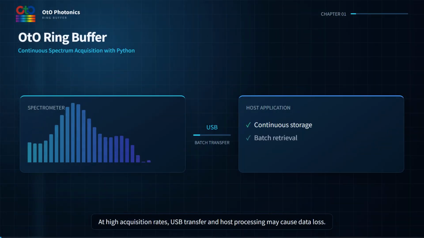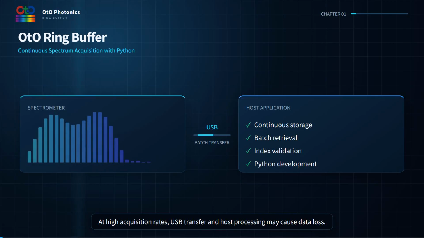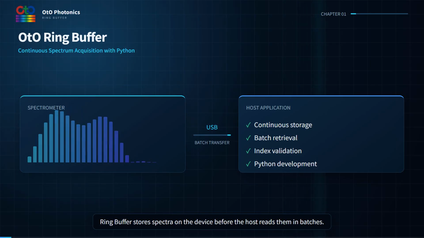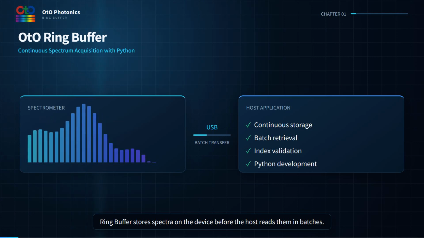When a spectrometer acquires continuously with a very short integration time, processing, displaying, or saving every spectrum immediately may become unstable. USB transfer and host processing delays can then cause spectral data loss. The OTO ring buffer first stores continuous spectra in the spectrometer's buffer memory, and the computer retrieves them in batches. This reduces the number of transfer calls and improves the reliability of high-speed continuous acquisition.